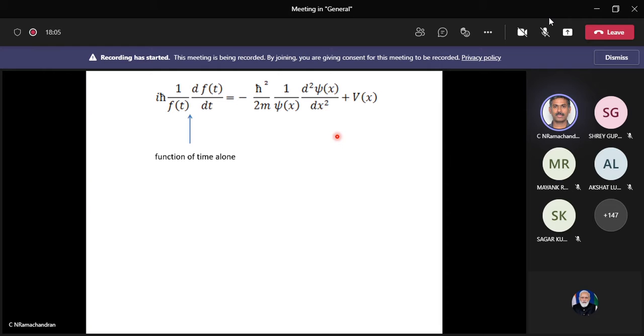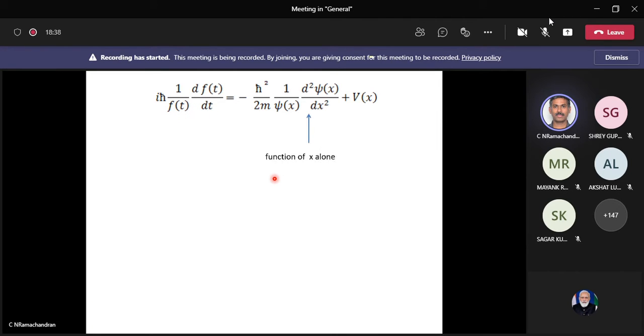Now you can see that this is very important. This step is most important. The other things are just mathematics: took the first derivative, second derivative, divided, and so on. Now, what is special about this equation? That is what we have to note. Here you can see that on the left side, this is a function of time alone. Very, very important. This is a function of time alone. It is very clear.